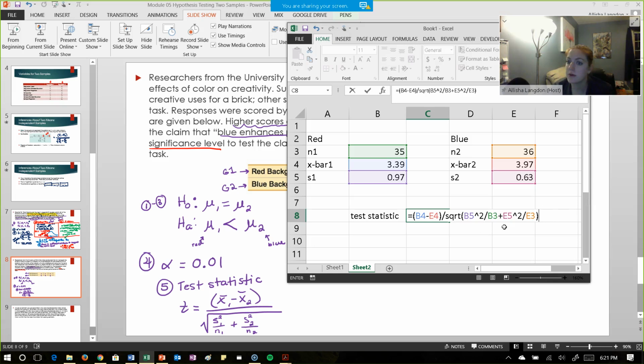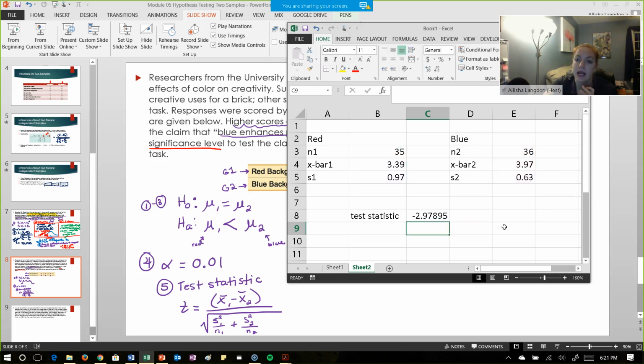So double check that we typed it all in correctly. Then you're going to hit enter. This seems like a much more reasonable test statistic. Usually we don't get things like -22. It doesn't normally happen that way. So our test statistic is going to be -2.97895.